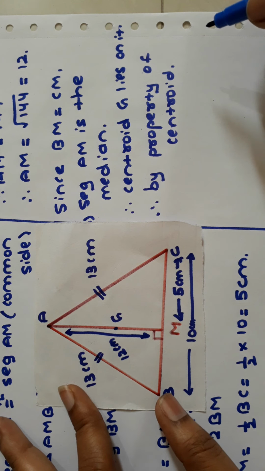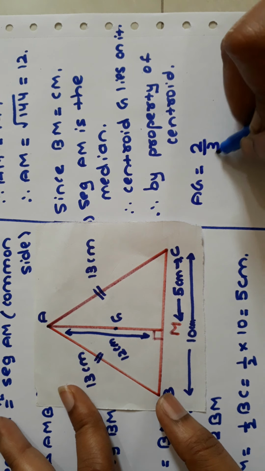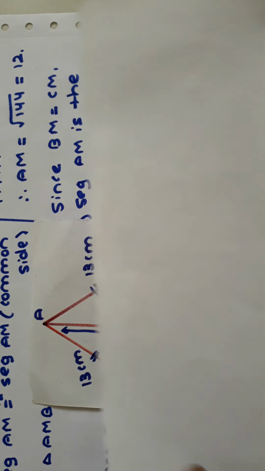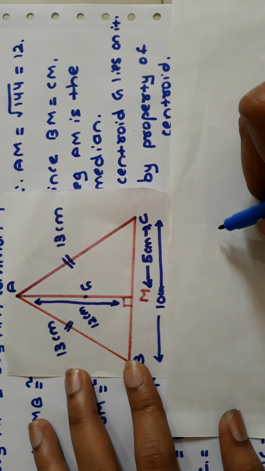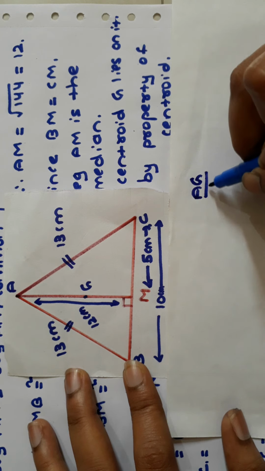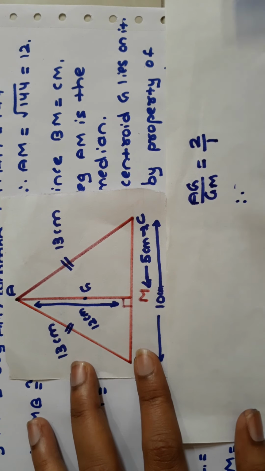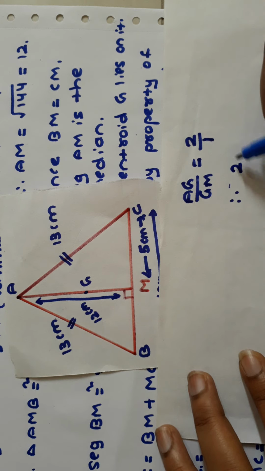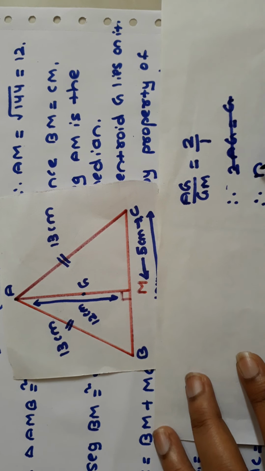the centroid divides the median in the ratio 2:1. So AG is 2/3 times AM. This is because the centroid G divides the median in the ratio 2:1. So that means AG by GM is 2/1. So therefore, cross multiply, AG is 2 times GM.